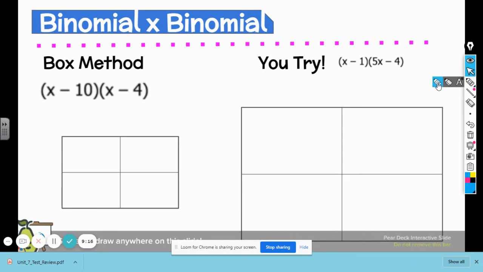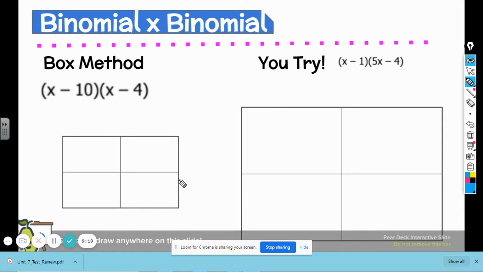So here's what you do with the box method. You make a box. And I have two terms here, so that's why I have two spaces up here. I have two terms here, that's why I have two spaces there. So I put x and negative 10. Remember that negative belongs to the 10. And then I put x and negative 4. Now this is like when you were doing maybe a lattice method when you were a kid. It might look familiar to you.